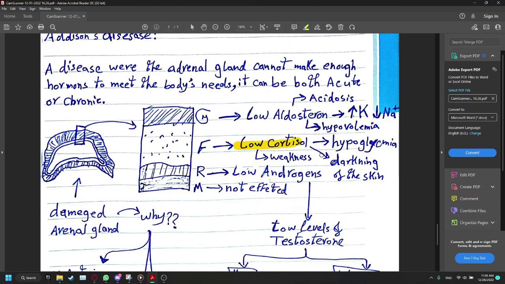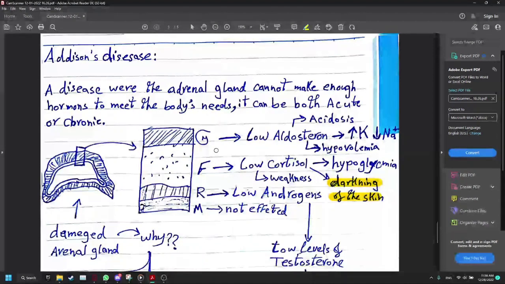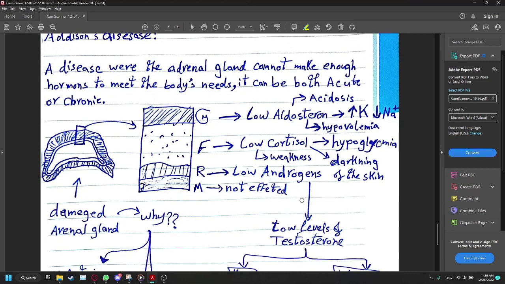Low levels of cortisol can cause hypoglycemia, weakness, darkness of the skin. That's another sign of Addison disease. You would have a patient with darker skin for some reason. I don't exactly know the physiology behind that, or I should say I cannot remember. Regardless, they would have darker skin, and so when you see an image of that, maybe you just assume that they would have Addison disease.